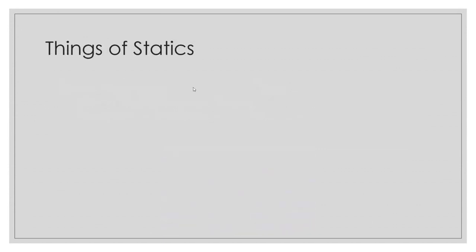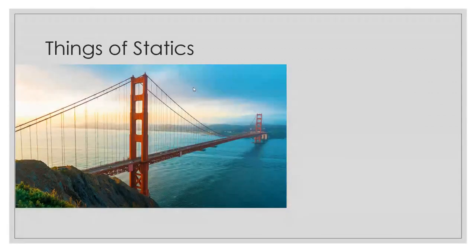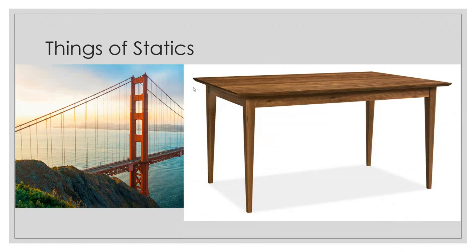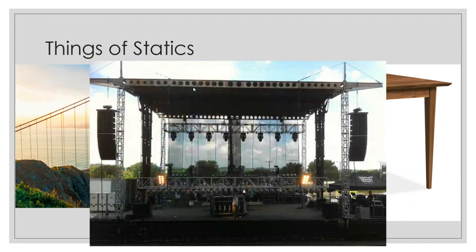So what are some examples of things of statics? For one example, bridges. You don't want the bridge moving from island to island while you're driving on it in your car, right? So you want that to be static. You want it to be not moving. You want it to be at rest. Another thing, very simple, a table, right? You want it to hold still. You don't want it rolling from kitchen to living room to bedroom, although that would be pretty cool if you could just eat wherever you want, right? Another thing are stages, right?